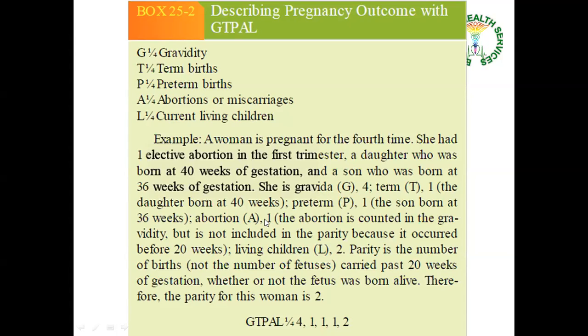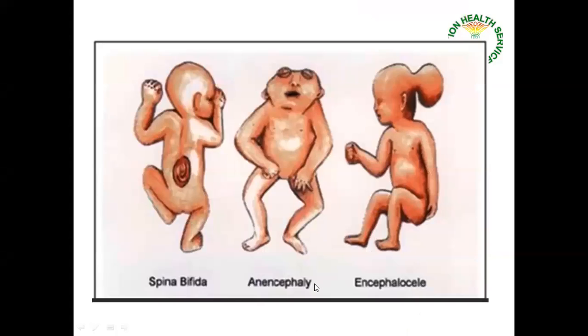Abortion is counted in the gravidity, but is not included in the parity because it occurred before 20 weeks. Living children are 2 here, and parity counts pregnancies carried past 28 weeks of gestation, whether or not the fetus was born alive. Therefore, the parity for this mother is 2. So what next?